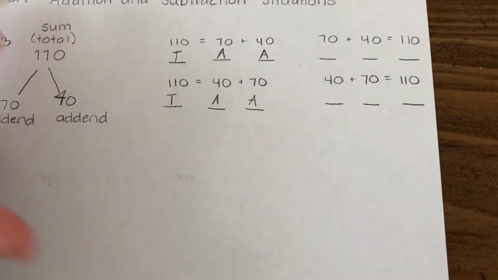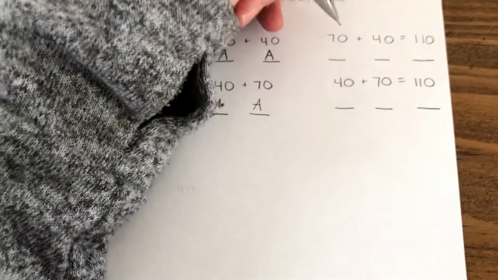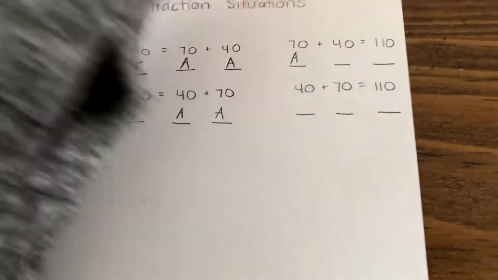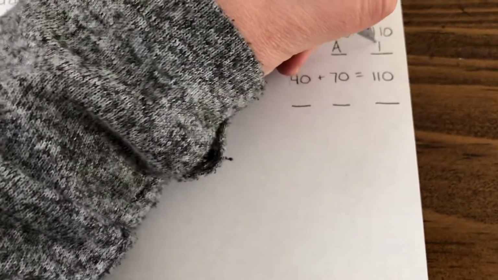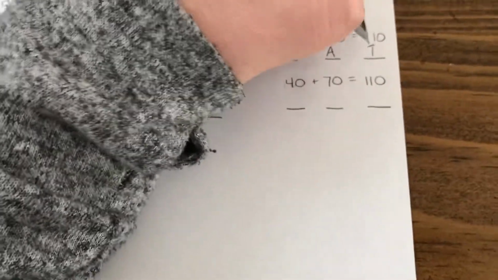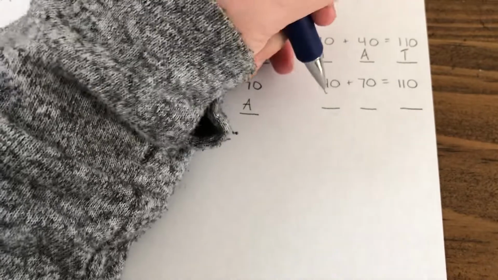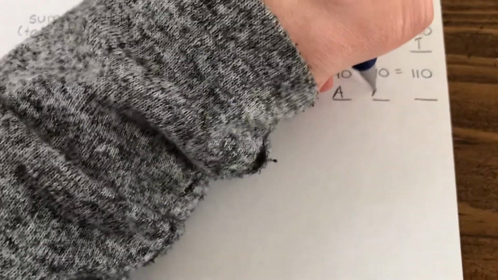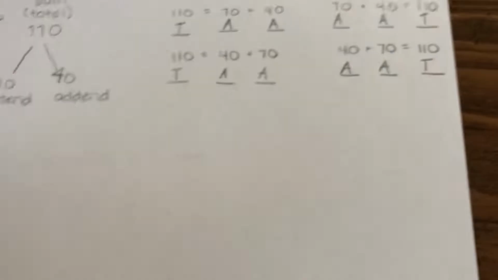But over here, they're written a little differently. This is 70 and 40 makes 110. So this would be addend plus addend equals total. Whoops, let's make that a T. And then below here, 40 plus 70 equals 110. That's also going to be addend plus addend equals total.